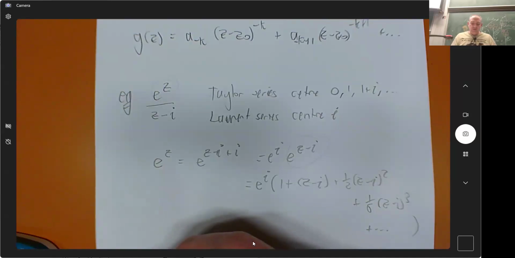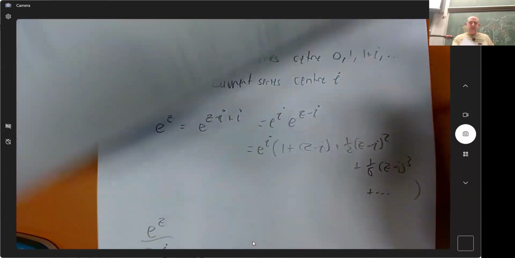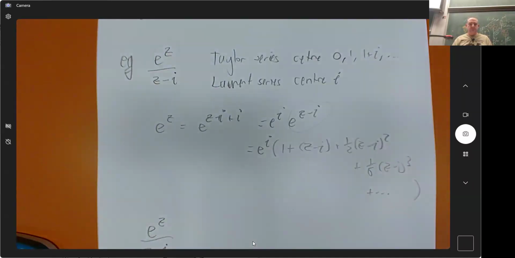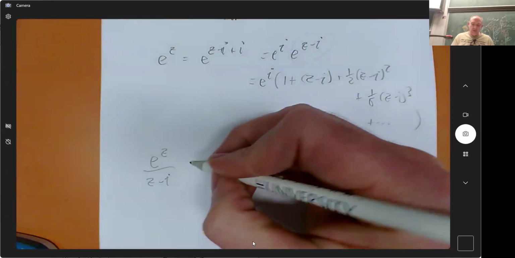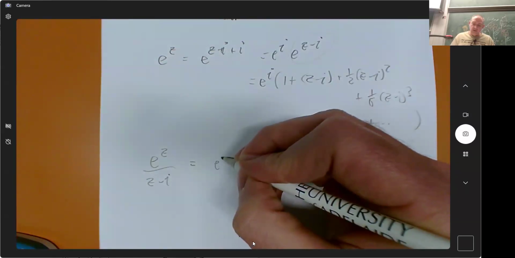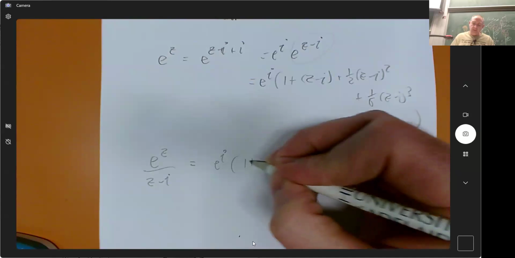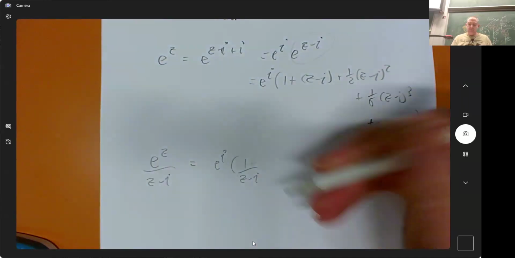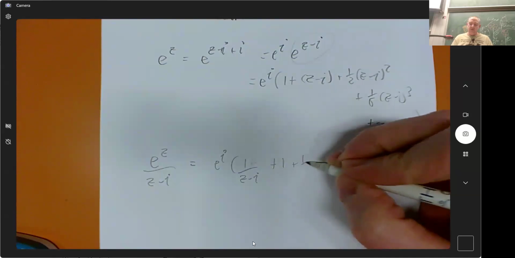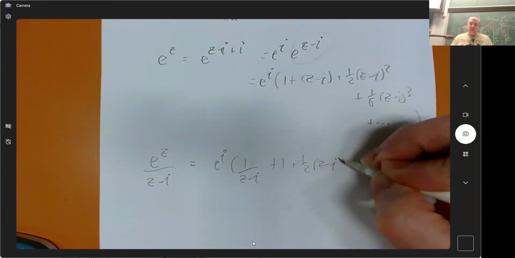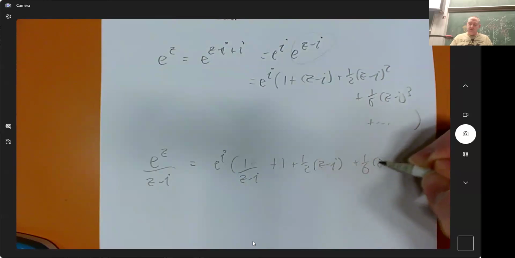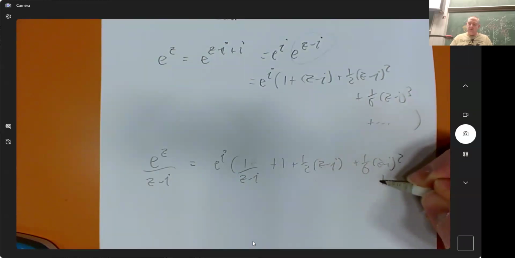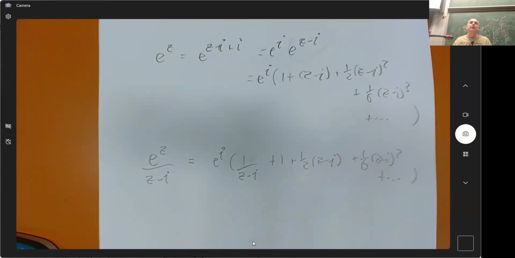And so therefore e to the z on z minus i will be e to the i times 1 on (z minus i) plus 1 plus a half of (z minus i) plus a sixth of (z minus i) squared, and so on. That's the Laurent series.